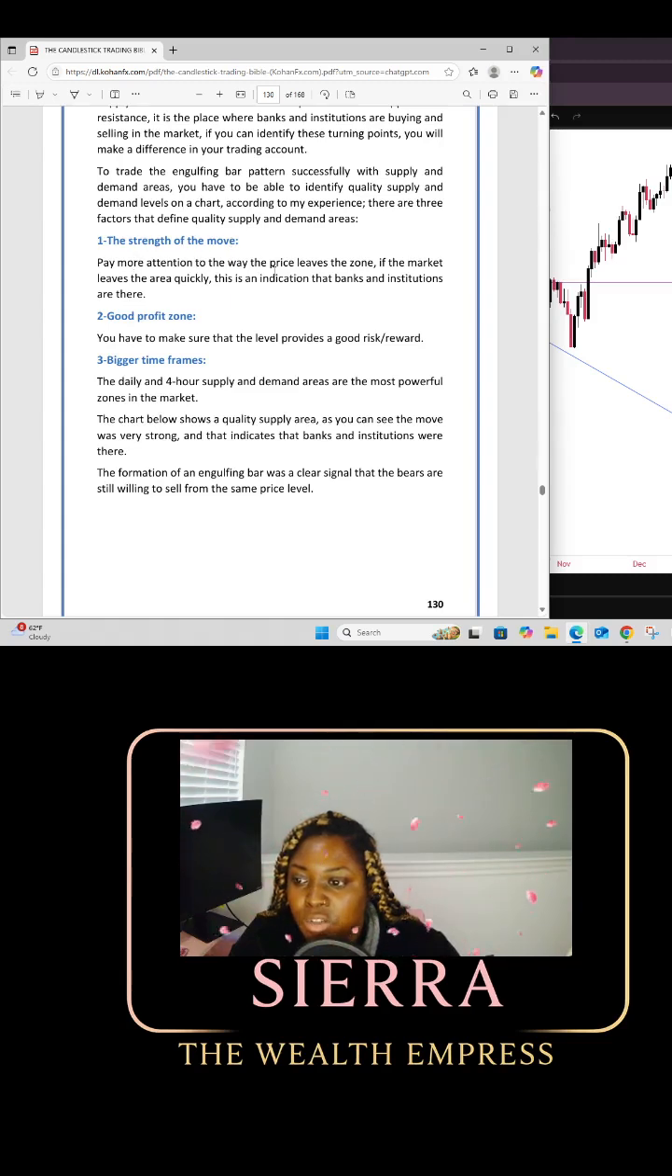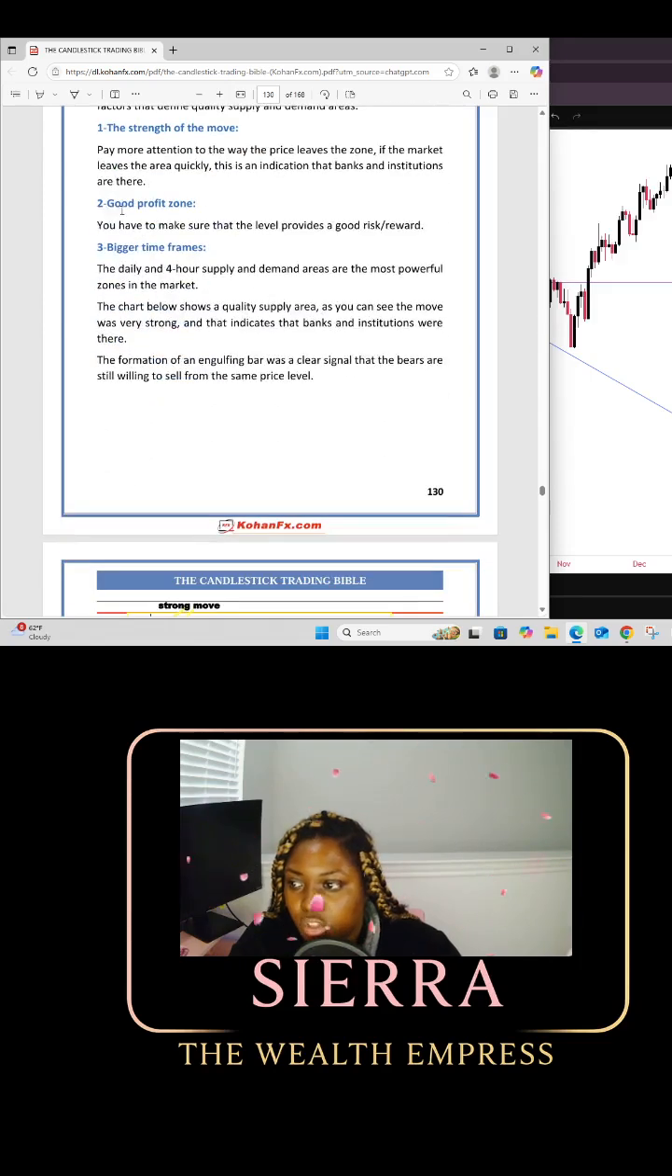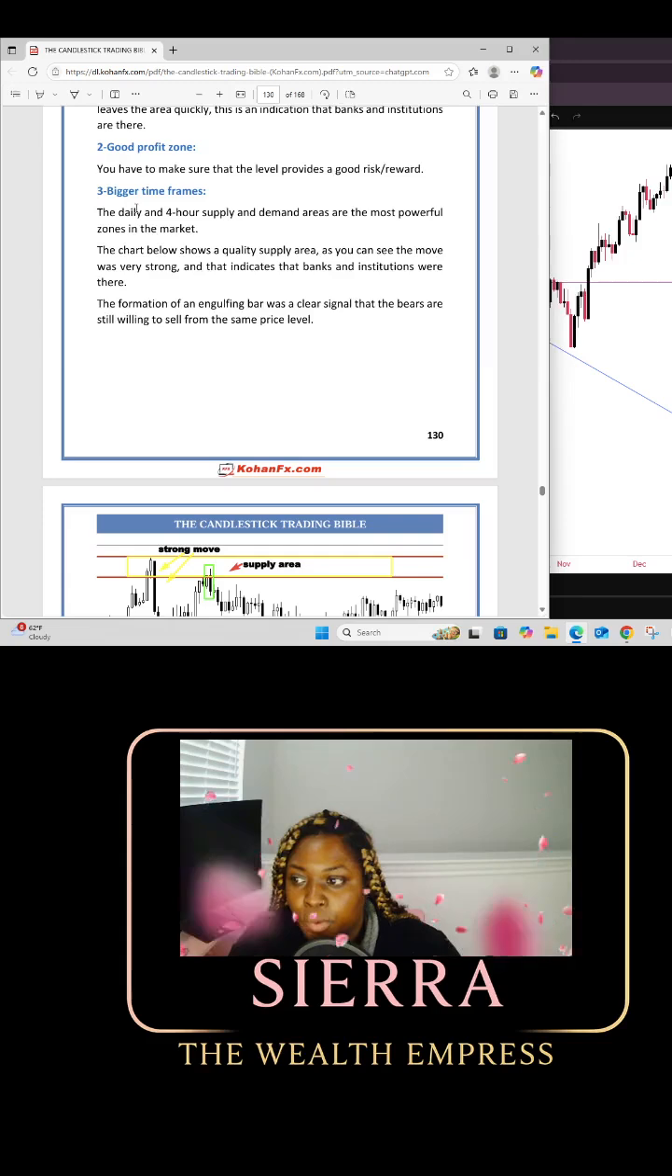Pay more attention to the way the price leaves the zone. If the market leaves the area quickly, this is an indication that banks and institutions are there. Two, good profit zone. You have to make sure that the level provides a good risk to reward. Three, bigger time frames. The daily and 4-hour supply and demand areas are the most powerful zones in the market.